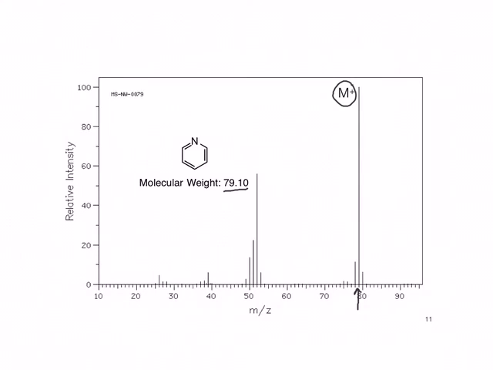So as you can see, mass spectrometry gives us information about the molecular weight of a species. And if you'll remember back to earlier in the semester, when we talked about determining molecular formulas, this information, the molecular weight, in addition to the empirical formula, can be used to calculate the molecular formula of an unknown compound.